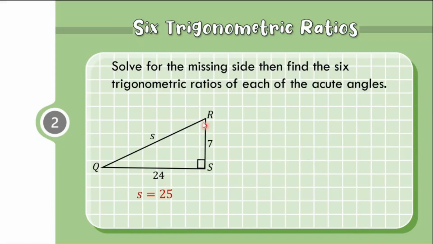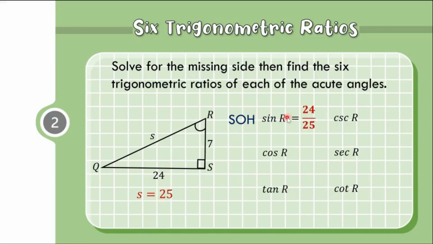Therefore, let us have the 6 trigonometric ratios with respect to angle R here. Since our reference angle here is angle R, the adjacent side with respect to angle R is equal to 7, and the opposite side with respect to angle R is equal to 24, such that the hypotenuse is equal to 25. So let us get the sine R using the SOH, which means opposite, which is 24, over hypotenuse, which is 25. Therefore, sine R is equal to 24 over 25.